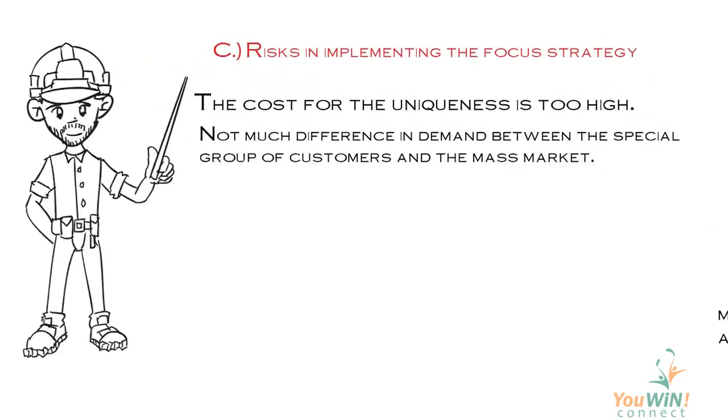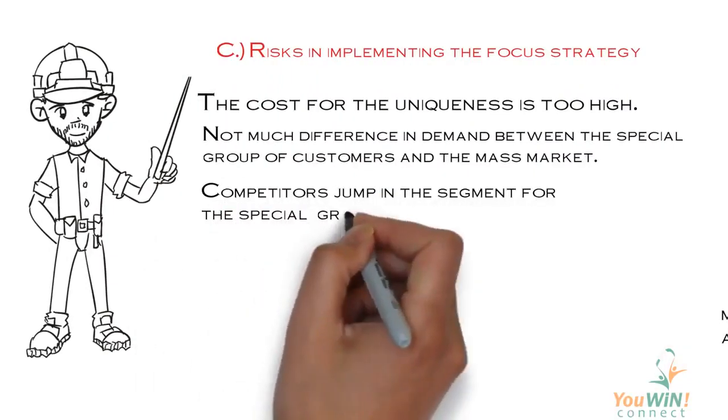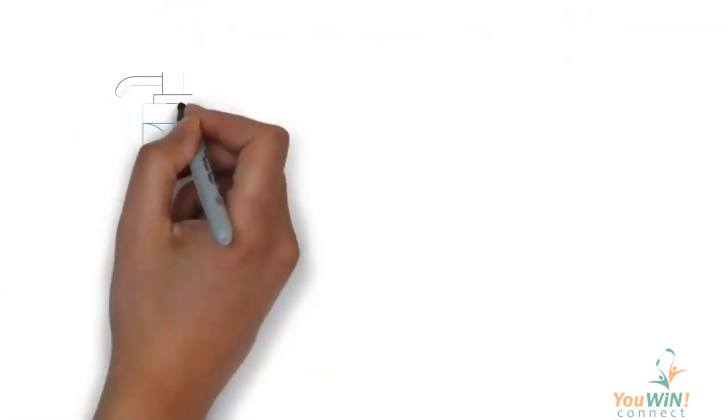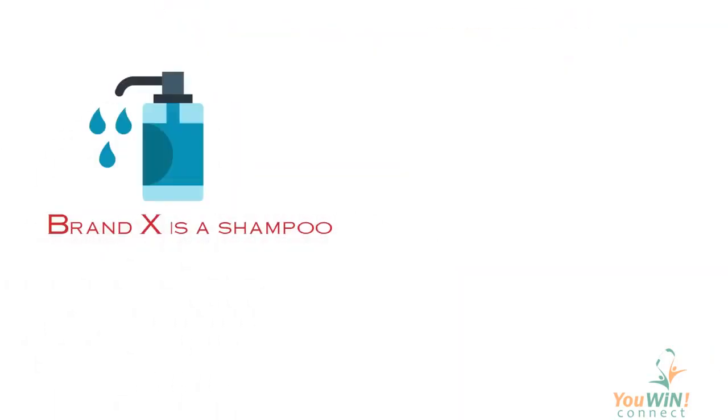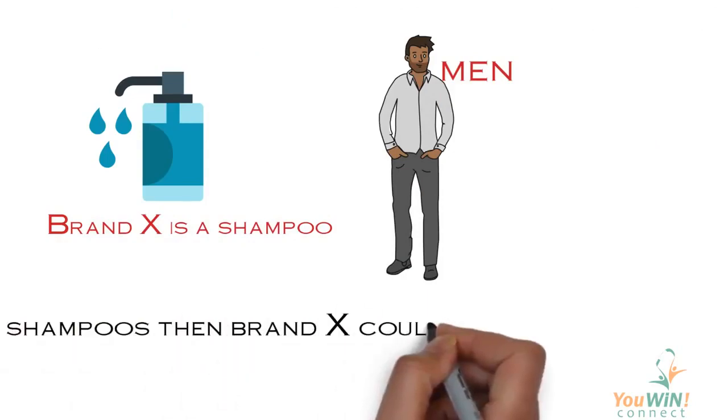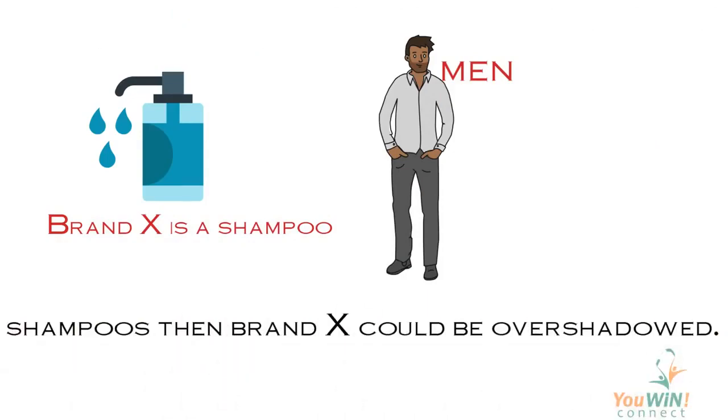Another risk in implementing the focus strategy is around competitors jumping into the segment for the special group of customers. When brand X is a shampoo for men, if other producers introduce anti-dandruff moisturizer shampoos, then brand X could be overshadowed. So it is important that you also understand the risk associated with each of these competition strategies.